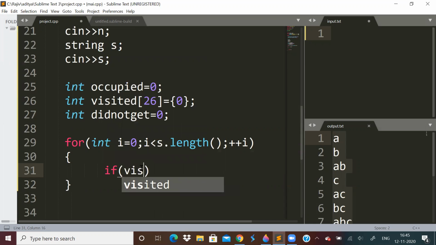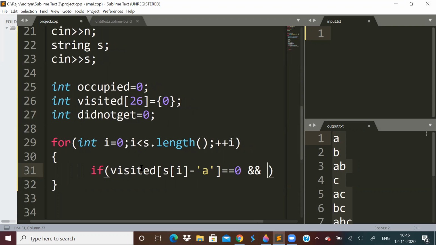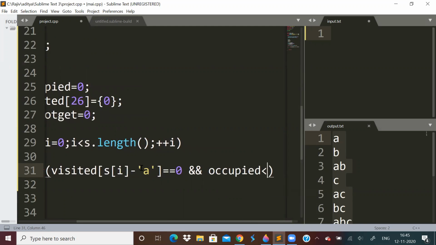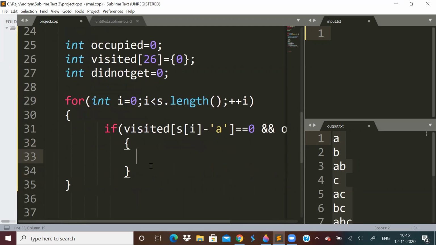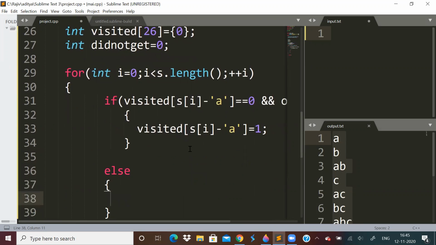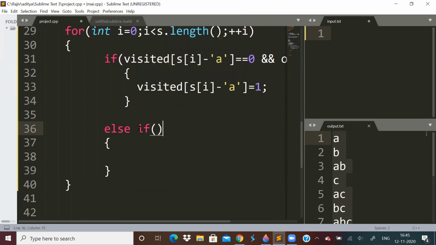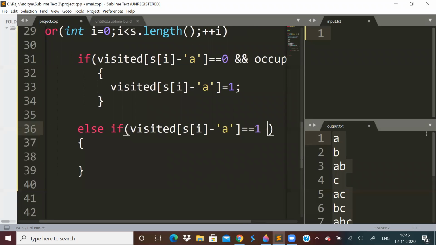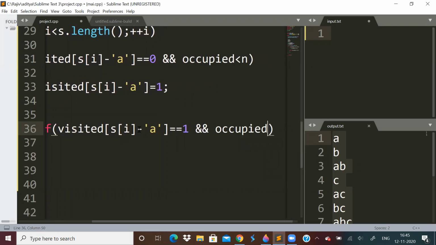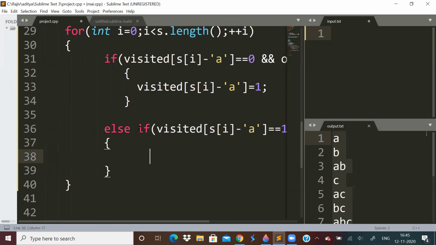Let me say now, if visited of s of i minus A is 0 and occupied is less than n, that means the customer is visited for the first time and there is a computer which is unoccupied. So I will just say visited of s of i minus A is equal to 1. Else if visited of s of i minus A is equal to 1 and occupied is less than or equal to n, that means this person is leaving now.